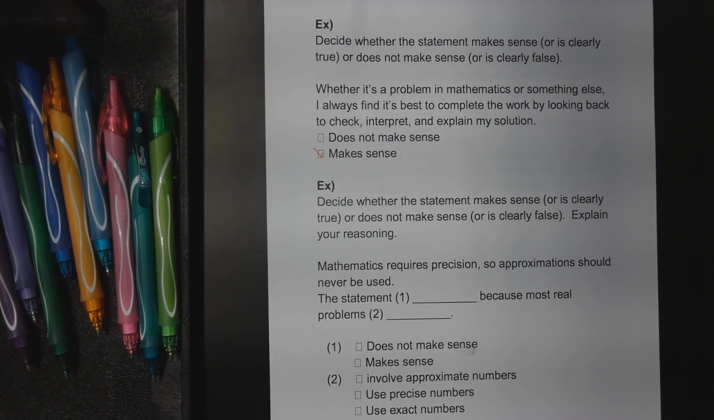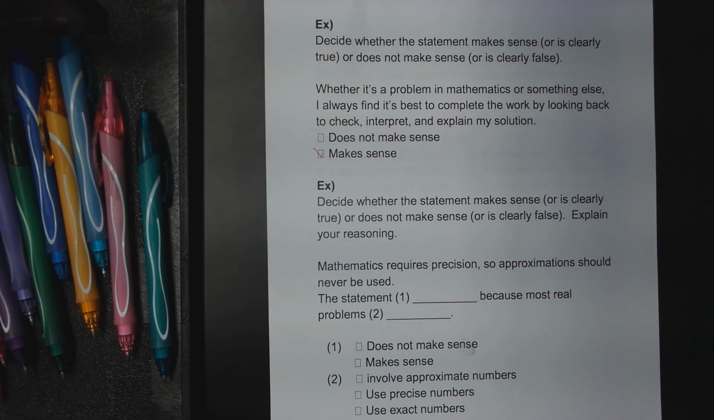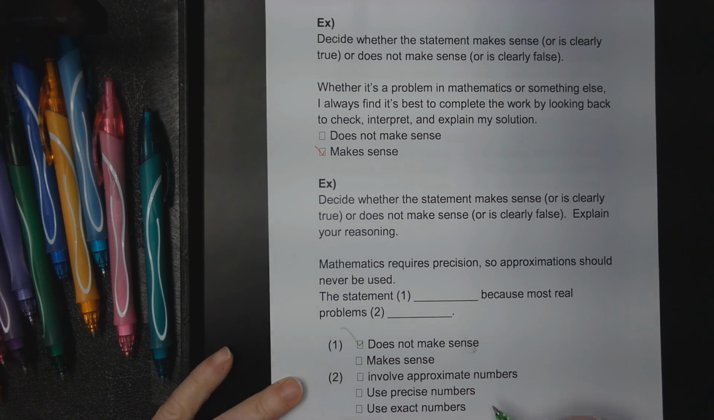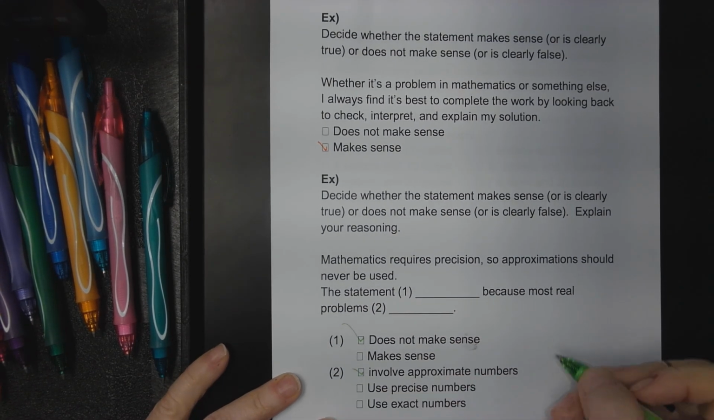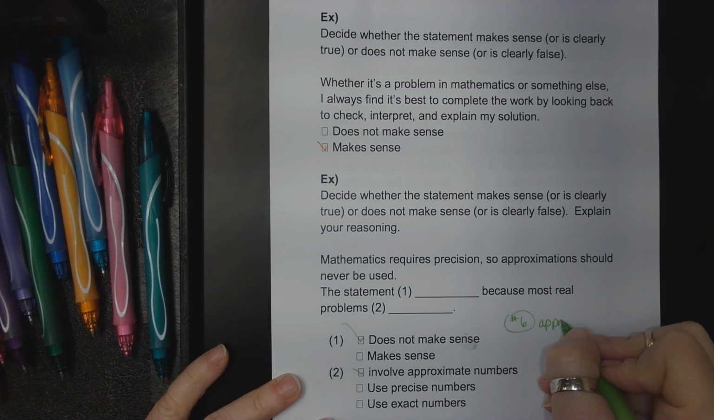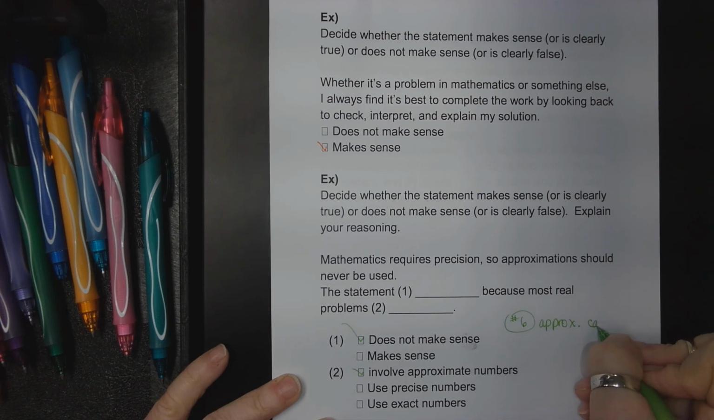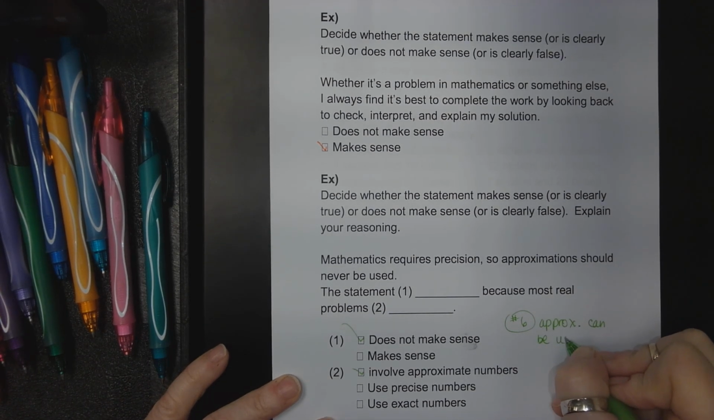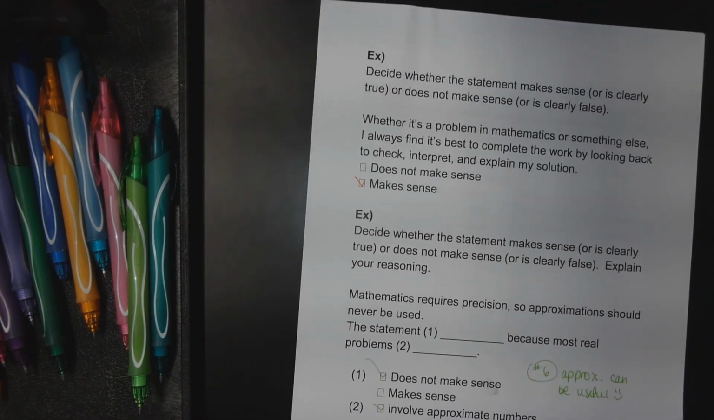Okay, let's look at the next one. Decide whether this statement makes sense. Mathematics requires precision, so approximations should never be used. I just said, page before, that approximations are helpful. So, does not make sense. Because number 6, right? We just read it over there. Approximations can be useful. Right? Okay.